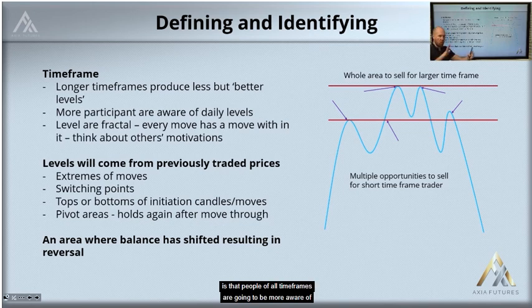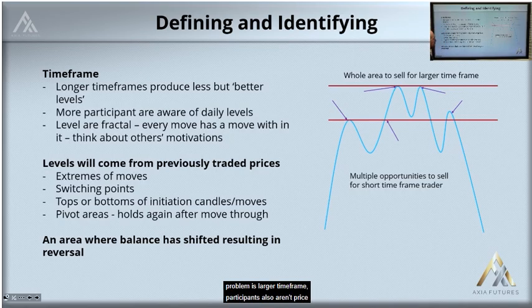people of all time frames are going to be more aware of larger levels. So you think about the different participants in a market. Think about what we talked about with futures and options. People have different motivations to trade. Now, daily levels, for example, short-term traders are very aware of them, but longer time frame traders are also, whereas longer time frame traders are not that fussed or aware of 1 minute, 5 minute levels. So there is some credence in this assertion.